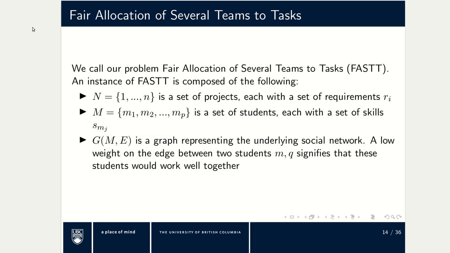We have a set of projects, each with a set of requirements. We've got a set of students, each of whom has a set of skills. And then we have a graph representing the underlying social network of these students. A low edge weight between two students means that they would work well together. And a high edge weight, conversely, means they wouldn't.